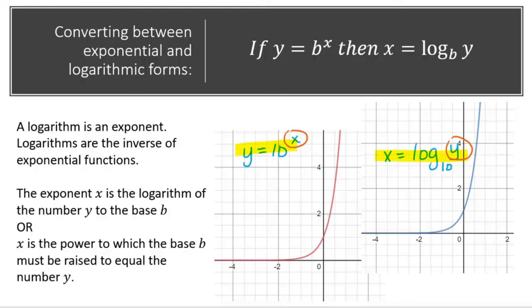How do we read these expressions? Well, we can say that the exponent x is the logarithm of the number y to the base b. Or alternately, x is the power, so the answer here, x is the power to which the base b must be raised to equal the number y. We can read that from the logarithmic form as well. X is the power to which the base b must be raised to give the number y. We'll put some numbers in place of these variables, and that should make it a little bit easier.